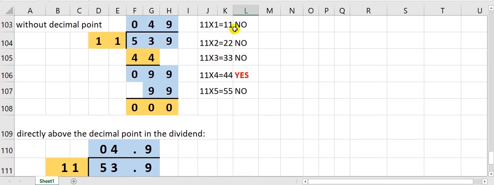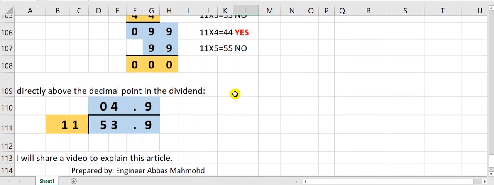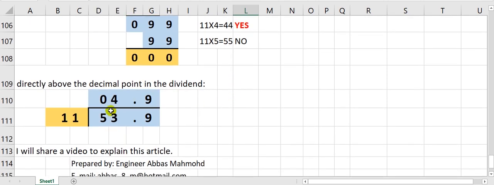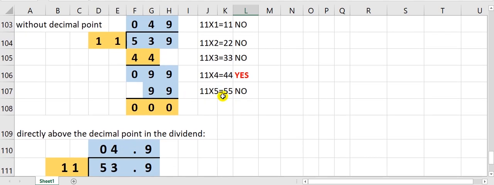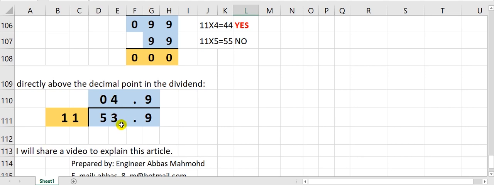11 by 1 equals 11. 11 by 2 equals 22. 11 by 3, 33. 11 by 4, 44. 11 by 5 equals 55, more than this. So the right answer is this, 4. We put 4. And the point came now. This point. Put the point. Okay.